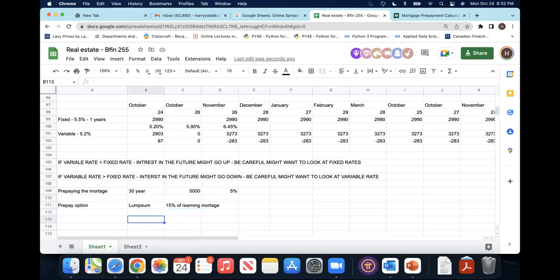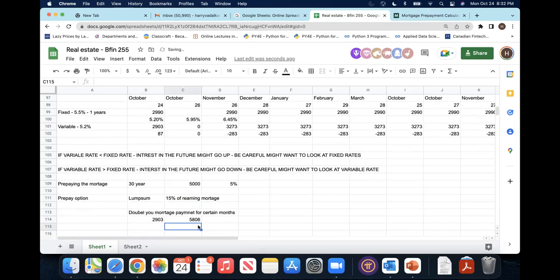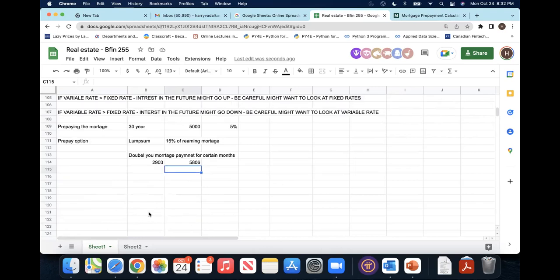Then there are other options too. You can double your mortgage payment for certain months. So let's say your mortgage payment was 2900. For 2 or 3 months in a year, you can pay twice of that, so 5806. The 2900 extra that you're paying will straight away go to principal. That will not have any interest in it. That will straight away reduce your principal. So the second option that people might employ is to double your mortgage payment for certain months.